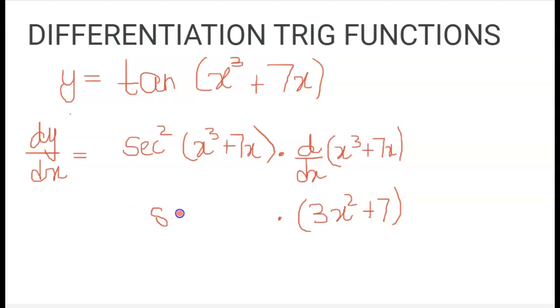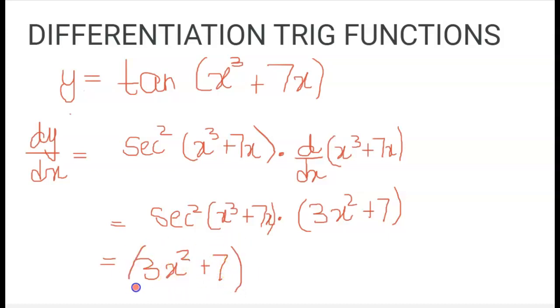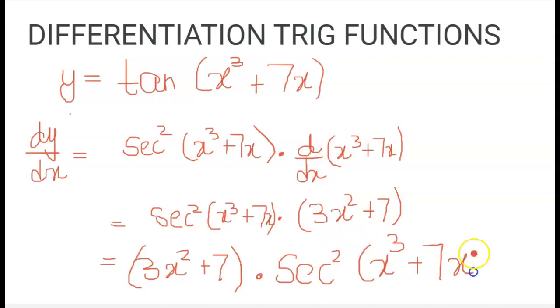So usually we do not write it that way. The way we write it is more simplified, so we write that one at the front. So 3x squared, sorry, it's a square, not a 2, plus 7, and no need to put a bracket, dot, sec square of x cubed plus 7x.